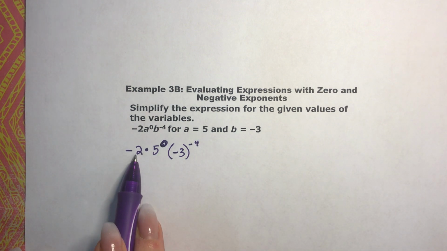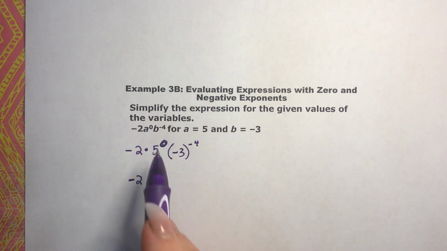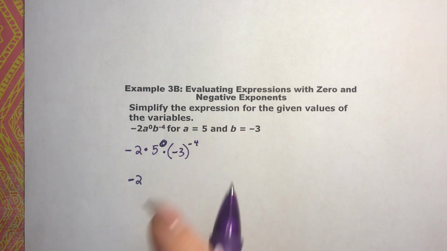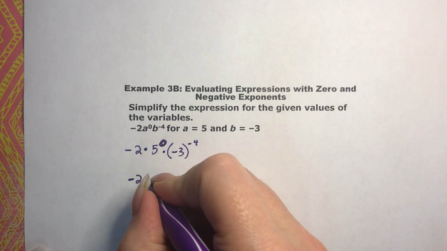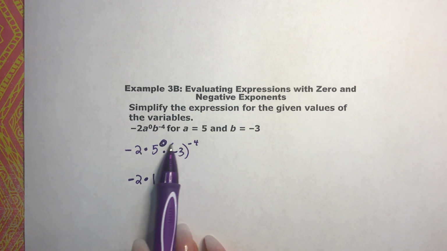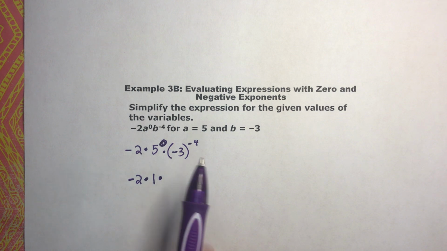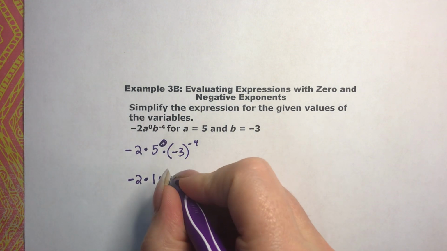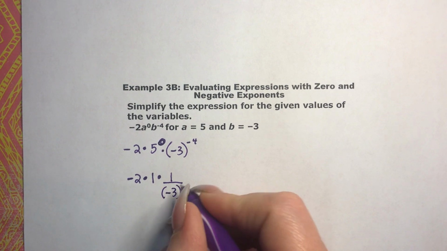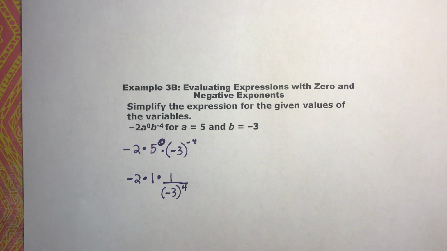So we have negative 2. We'll do just one thing at a time. Negative 2, can't really do anything with that. Times 5 to the 0 power. Well, 5 to the 0 power is equal to 1. Okay, and we're going to multiply this by, we got the negative exponent. Negative 3 is the base, the entire thing because of the parentheses. So this is the same thing as 1 divided by negative 3 to the 4th power. Now the 4 is positive, okay?